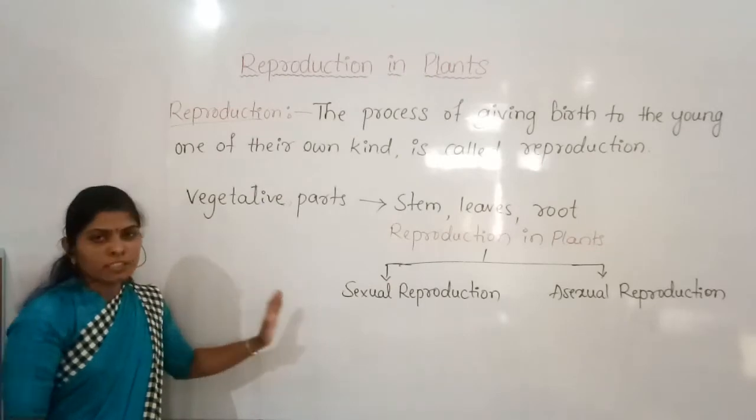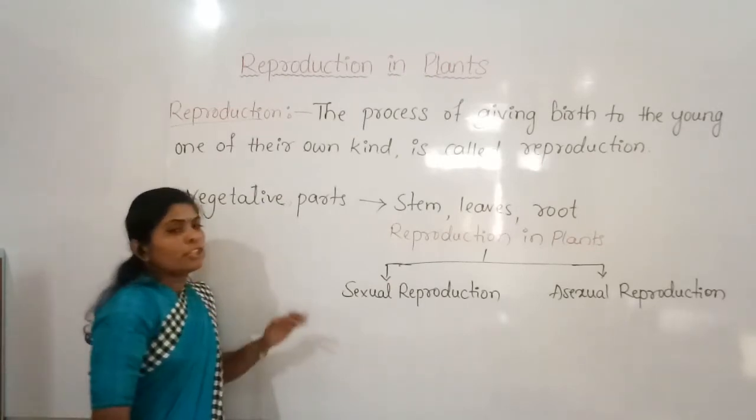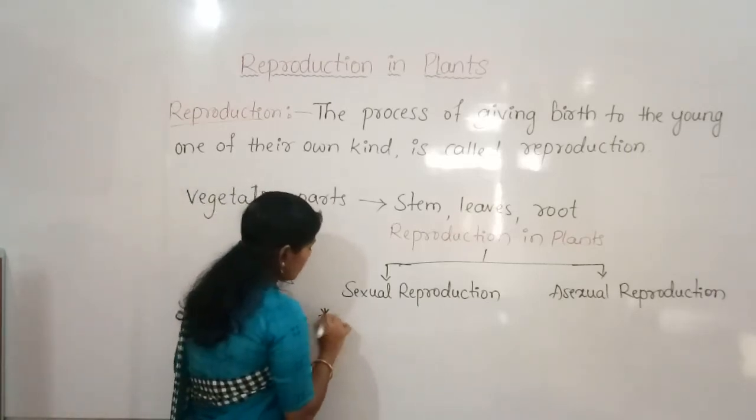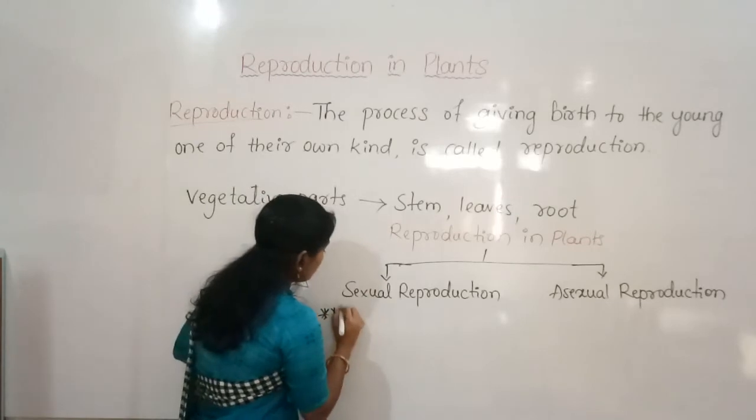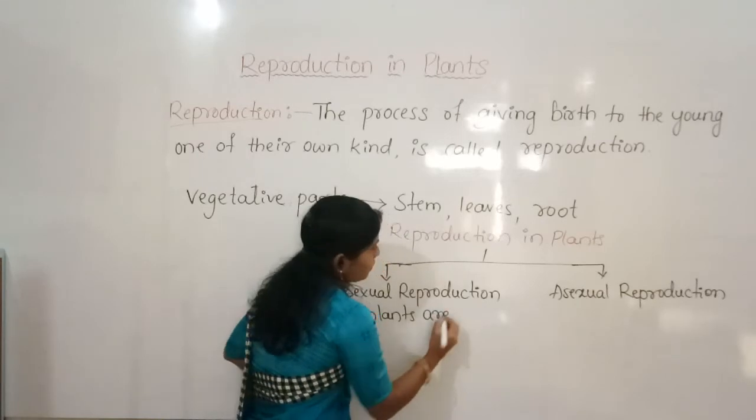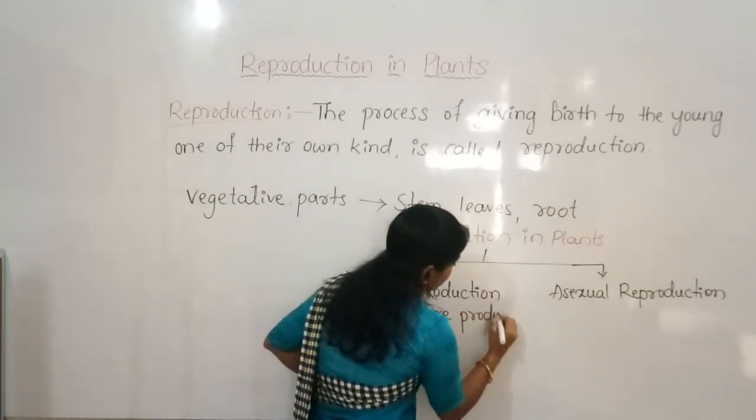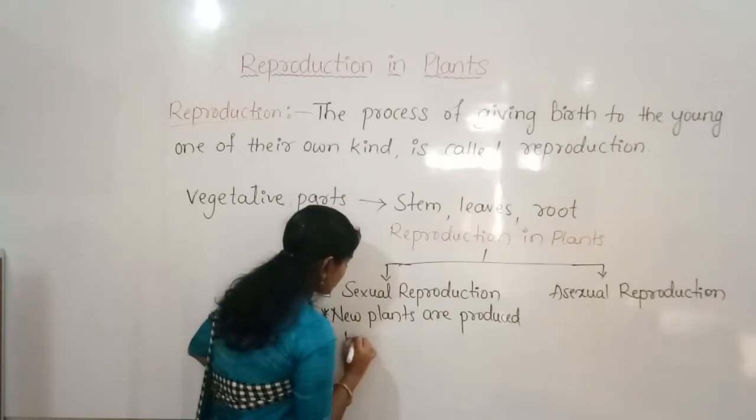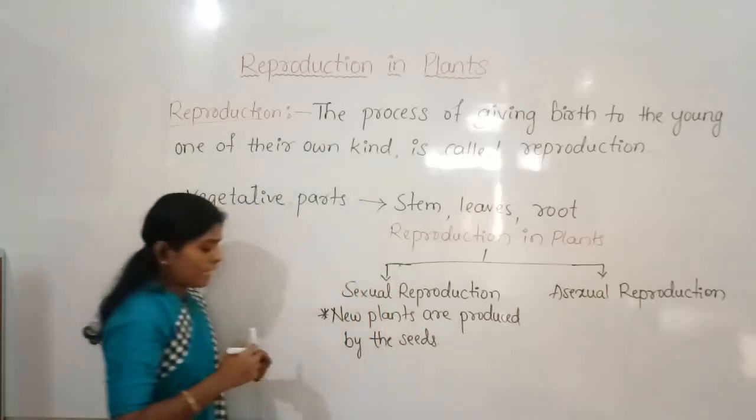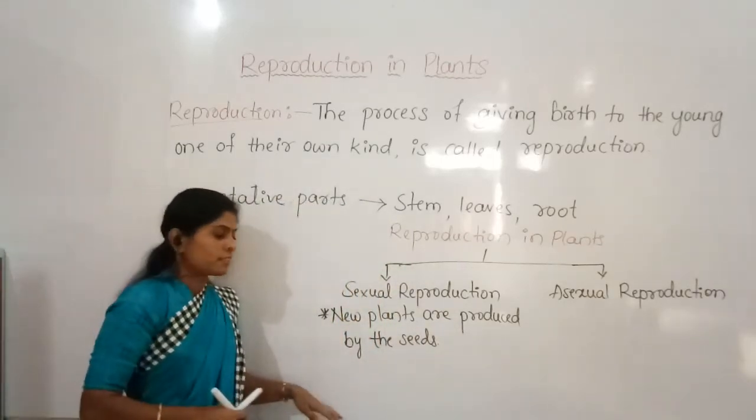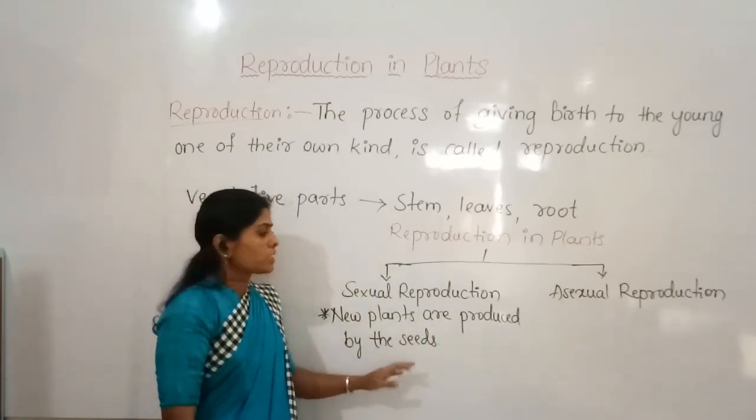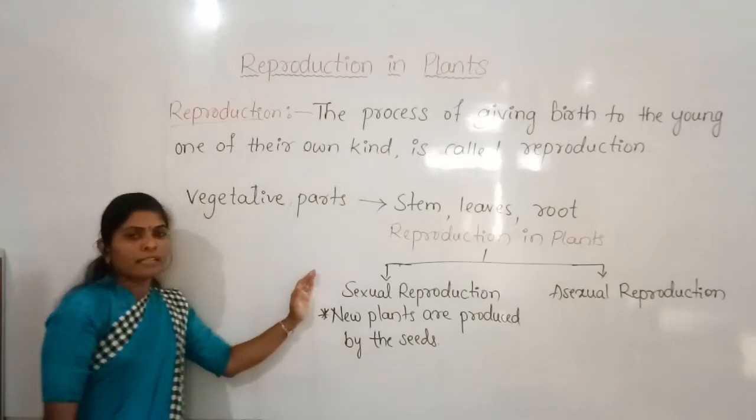In sexual reproduction, the new plants are produced by the seeds. So by using the seeds we can grow new plants, and this type of reproduction is called sexual reproduction.